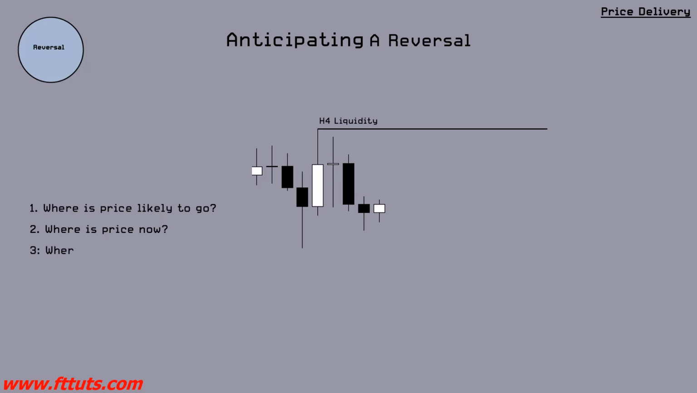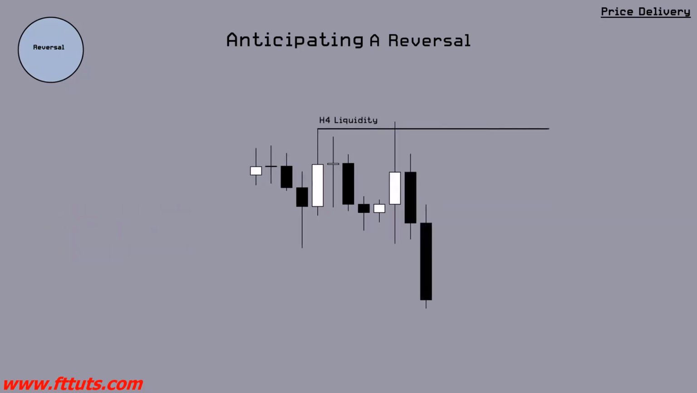Question number 3, where is the liquidity? Liquidity resides above a swing high and below a swing low. In order for price to follow the downtrend, the institutional speculators demand the best possible position in the market. So at this point, we can anticipate the institutional speculators to manipulate price higher so they can position themselves properly.